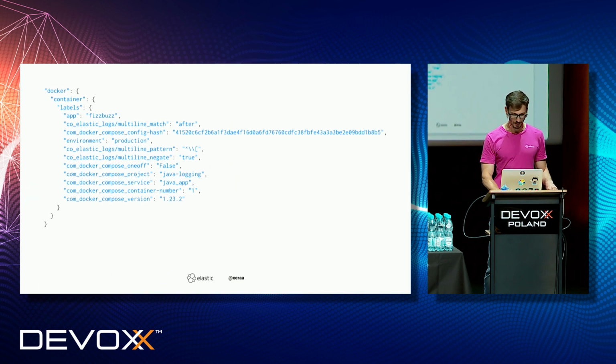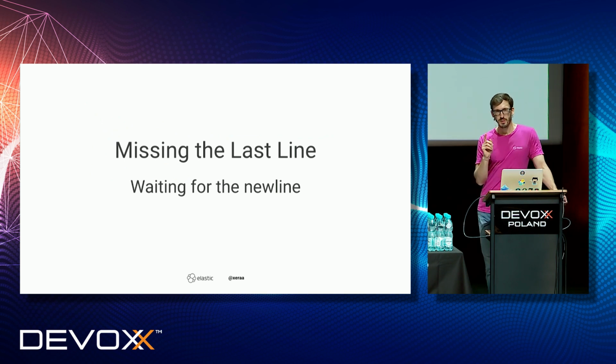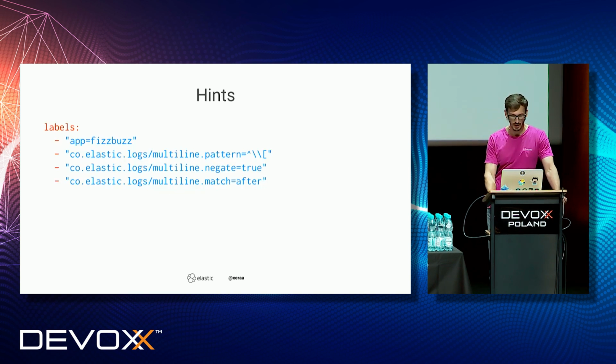Also, one thing that is very nice here, so this is the output that you get. Sometimes you miss the very last line because Docker logs don't always add a new line at the very last line, whereas Logback does that. And then we wait for a new line until we collect the line, because otherwise we're never sure if the line is finished or if something will come after that. So sometimes you might miss one line in a log event.